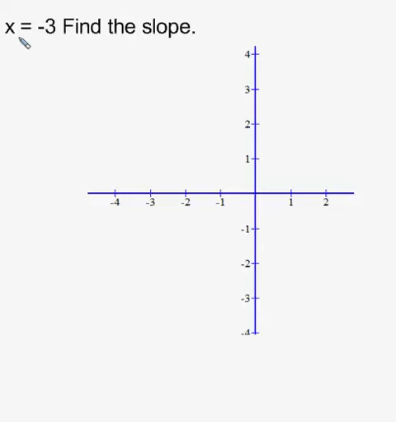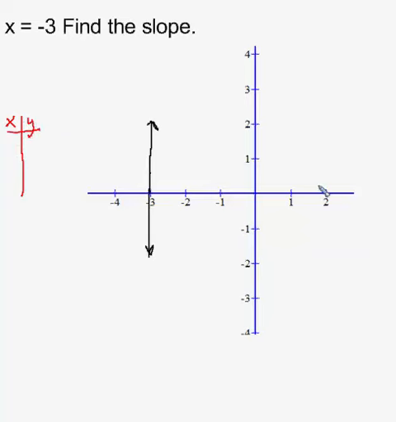Here we're given the equation x equals -3, which is a vertical line through -3, and we are to find the slope. So vertical lines always have a slope that is undefined, and let me show you why that comes out in the arithmetic. Suppose I was to pick a couple of points, either by making an xy table or just looking at the graph.